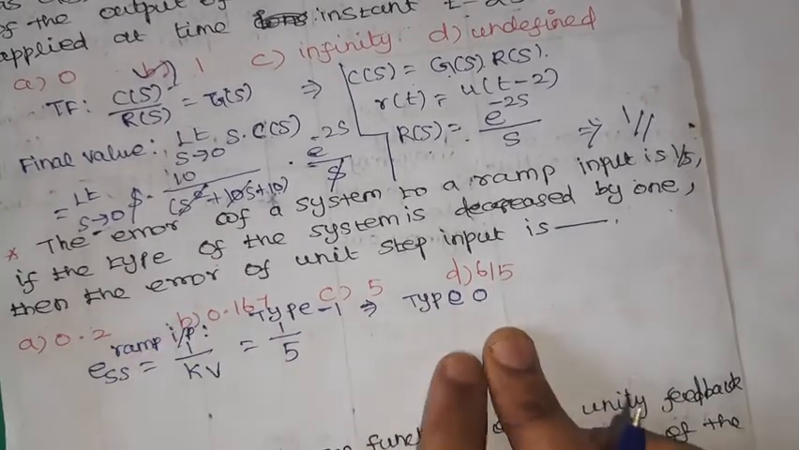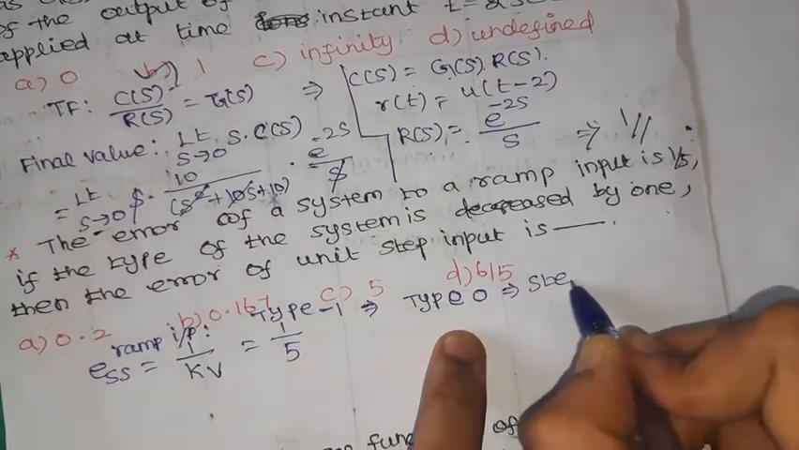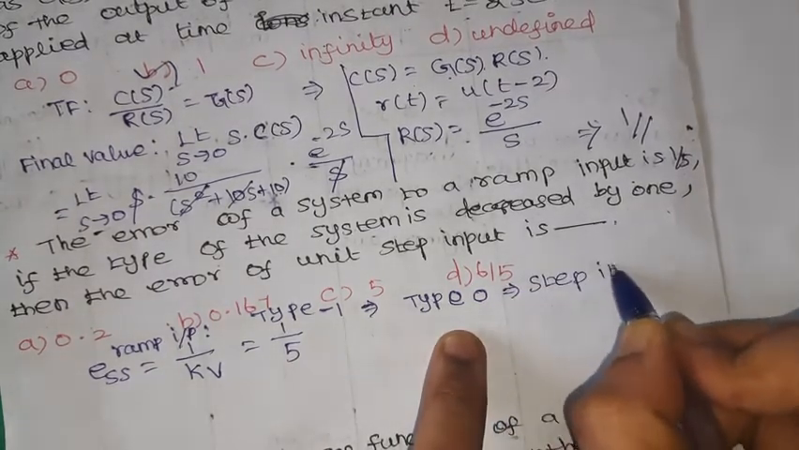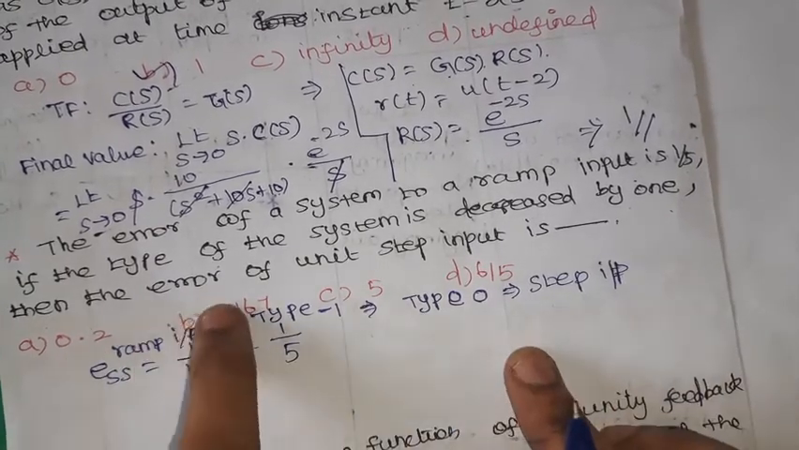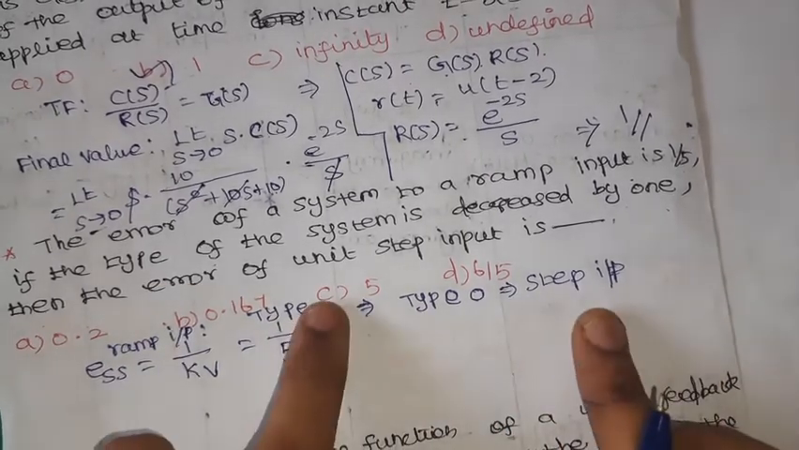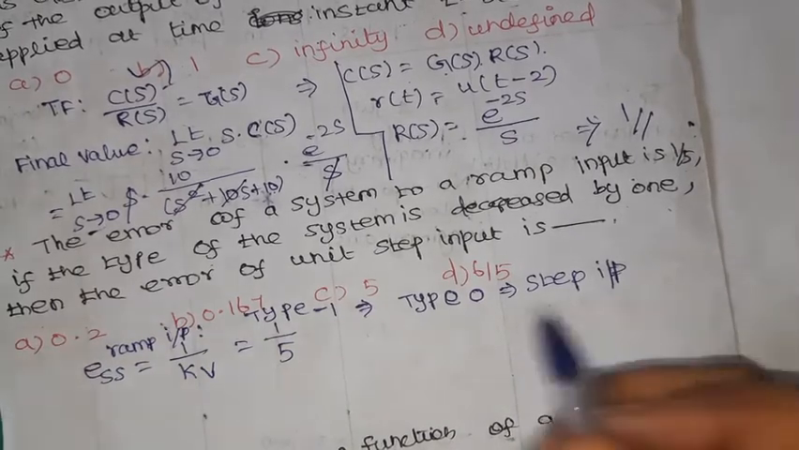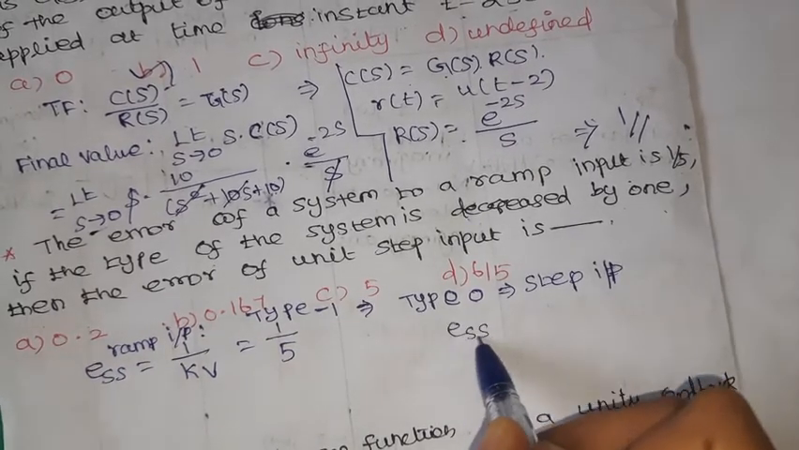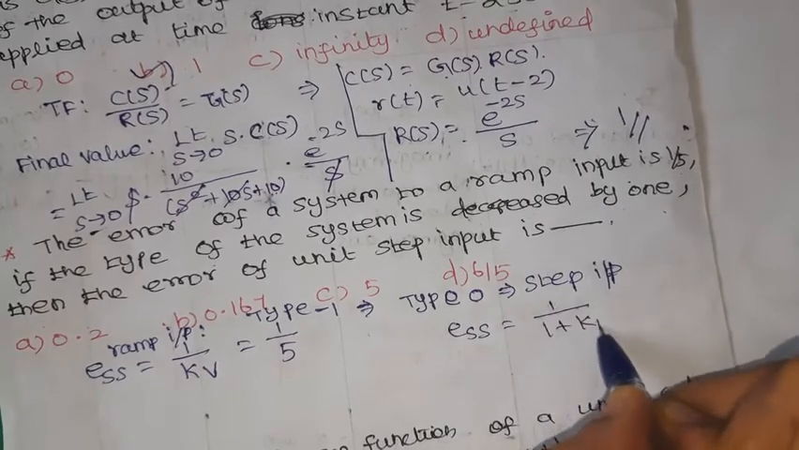Then type 0 is nothing but what input? Step input. For type 0, what will be the input? Step input. So when it is decreased by 1, it becomes step input. We need to find out the steady state error for the step input. So what is the formula for steady state error? It is nothing but 1 divided by 1 plus Kp.